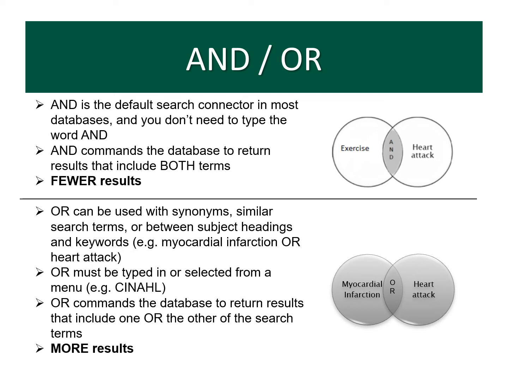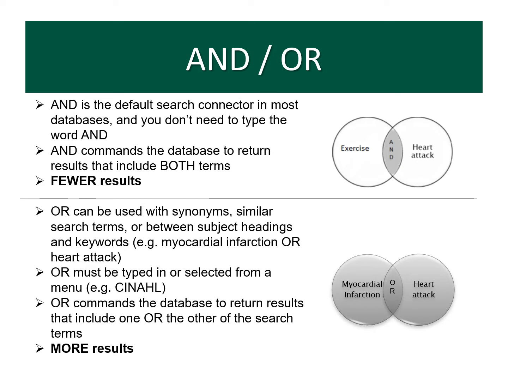Now, the connector OR is typically used with synonyms, so that you can see in the diagram myocardial infarction or heart attack. I want either or. However, what you'll notice is that you'll receive many more results back. And the grayed area is all of those results that you'll get back because you're going to have terms either or.